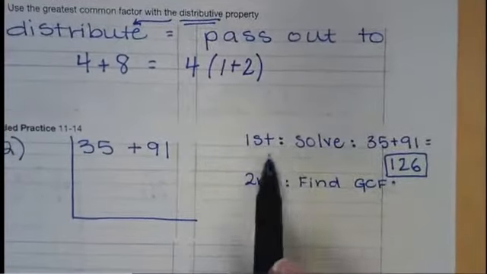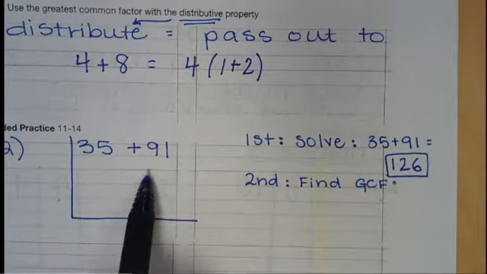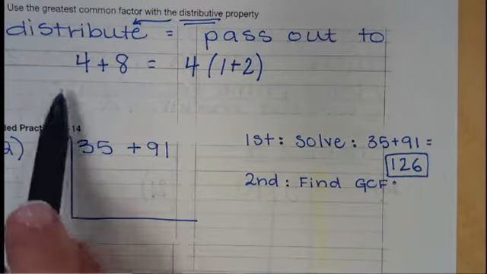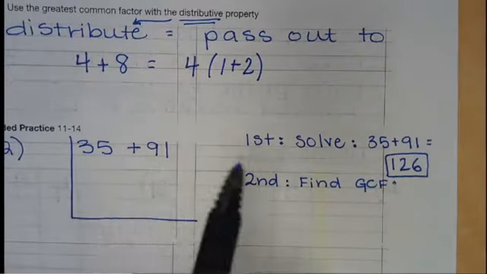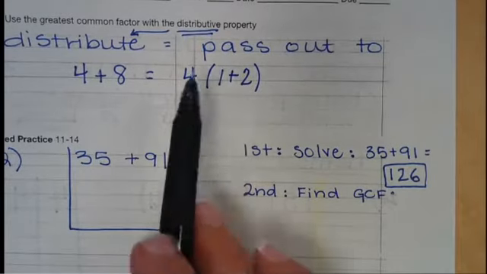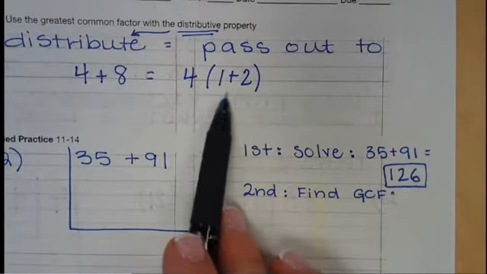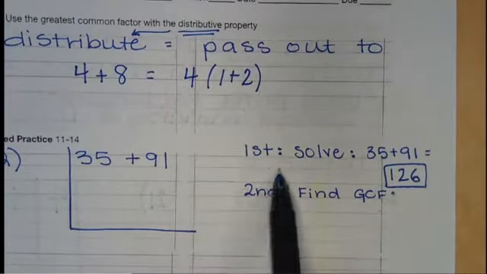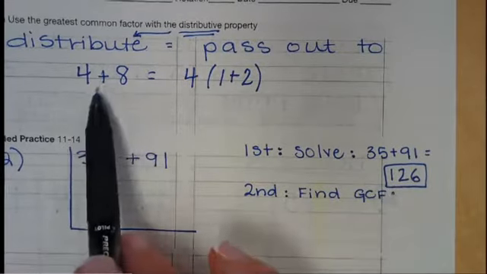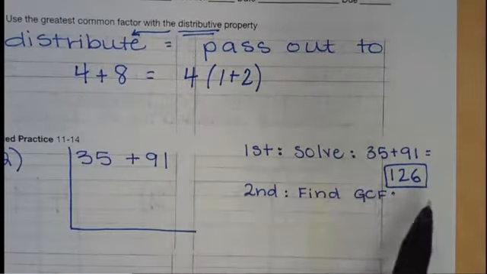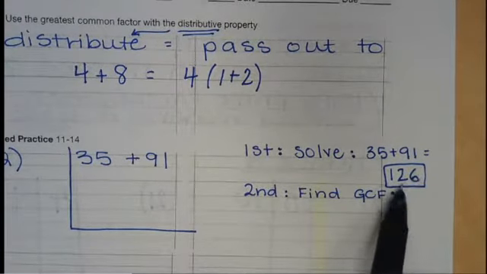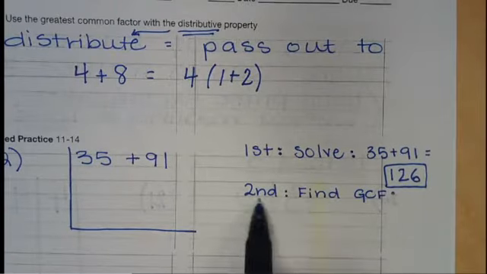So the first step is to solve 35 plus 91, because that's what we're going to redistribute using the distributive property. It says use the greatest common factor with the distributive property. We're going to get it so it will look similar to this. We'll have a greatest common factor and the sum of 2 other numbers. So we solve it and we get the answer is 126. Okay? When we have both sides, we're going to want them to be equal. So we want our final answer inside the parentheses and multiplied by the greatest common factor to equal the 126. The next step is to find the greatest common factor.